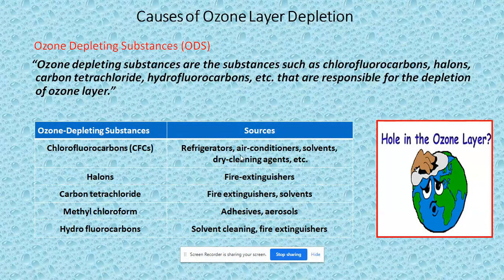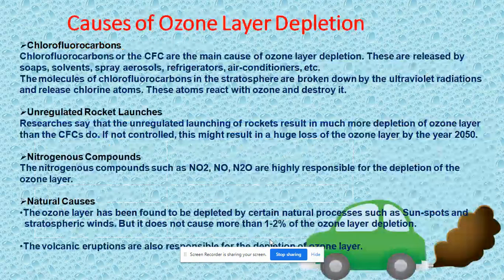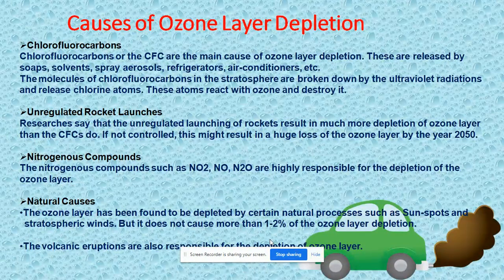Chlorofluorocarbons: the sources of CFCs are refrigerators, ACs, solvents, and dry cleaning agents. Fire extinguishers give halogens. Carbon tetrachloride is released from fire extinguishers and solvents. Methyl chloroform is released from adhesives, aerosols, etc. Hydrofluorocarbons are released from solvent cleaning and fire extinguishers.